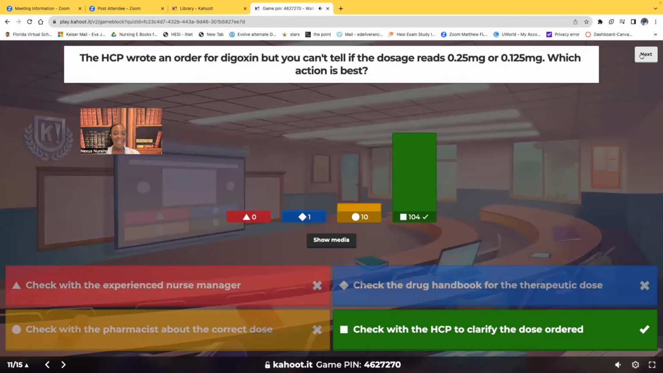Very good. You're going to check with the person who wrote the order. If you can't understand what they wrote, go back to the source and you clarify. Now, if you have a question about a medication, not the order, not the prescription, but the actual medication, you have a question about the therapeutic range, you have a question about adverse effects. In that case, you have two options. You can contact the pharmacist, or you can check with your drug handbook.